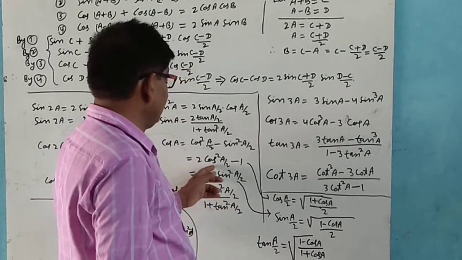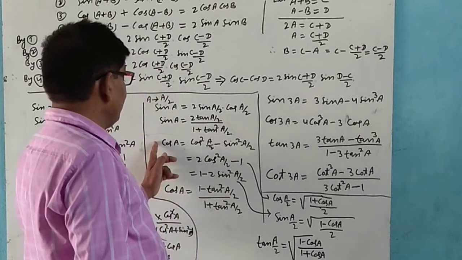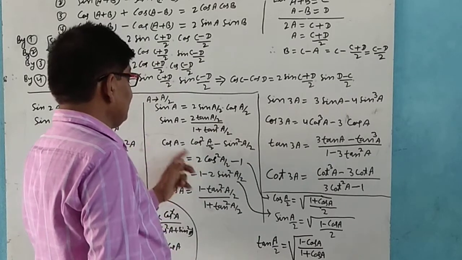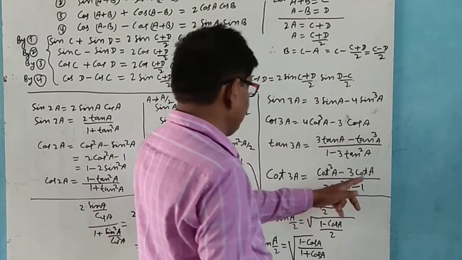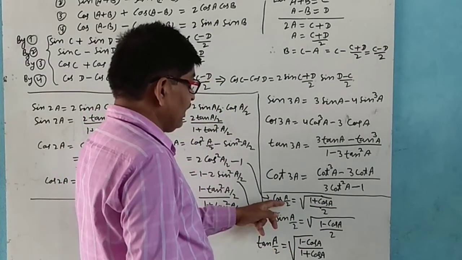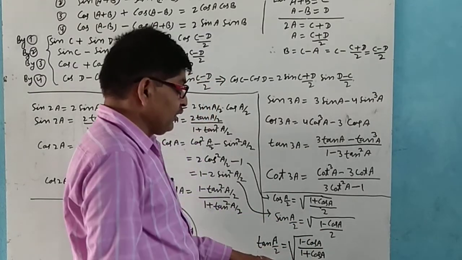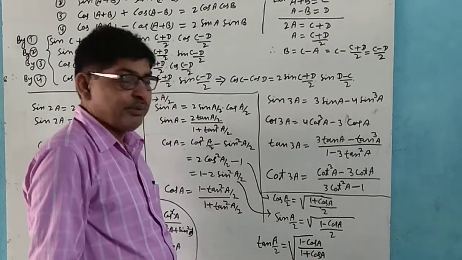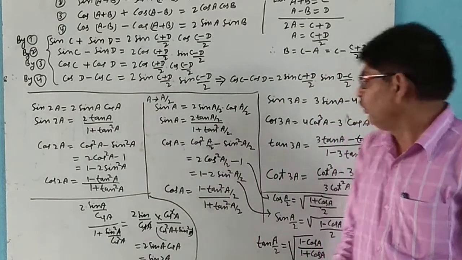Now this can be written as cos a by 2, either minus or plus, the square root of 1 plus cos a divided by 2. Calculate with the help of this. Similarly, sin a by 2 divided by cos a by 2 gives tan a by 2, the square root of 1 minus cos a divided by 1 plus cos a. This formula can also be used.